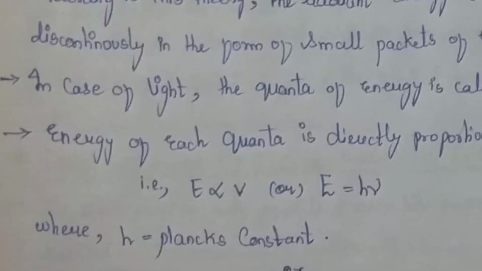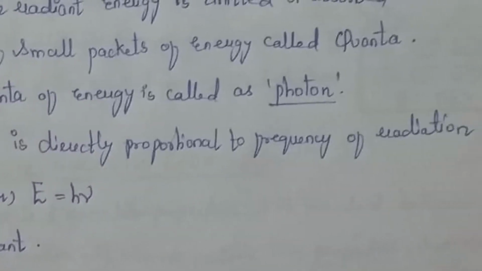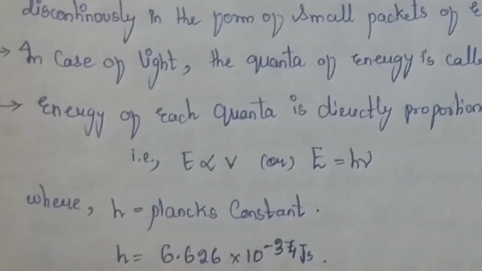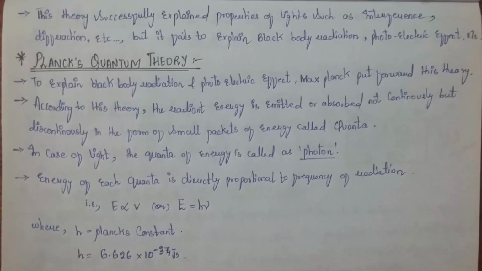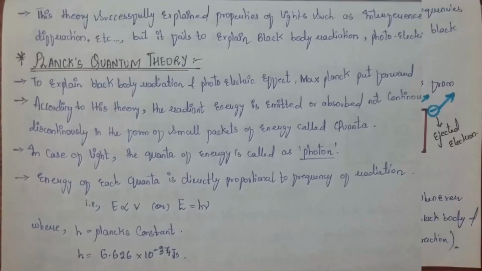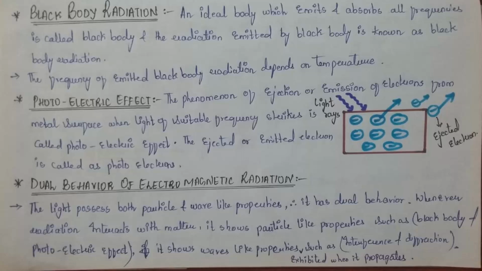Energy of each quanta is directly proportional to the frequency of radiation, that is E is directly proportional to ν, the frequency of radiation, or we can also say E is equal to hν, where h is Planck's constant, and the value for Planck's constant is 6.626 × 10^-34 joule seconds. This is Planck's quantum theory, and it describes black body radiation and the photoelectric effect.